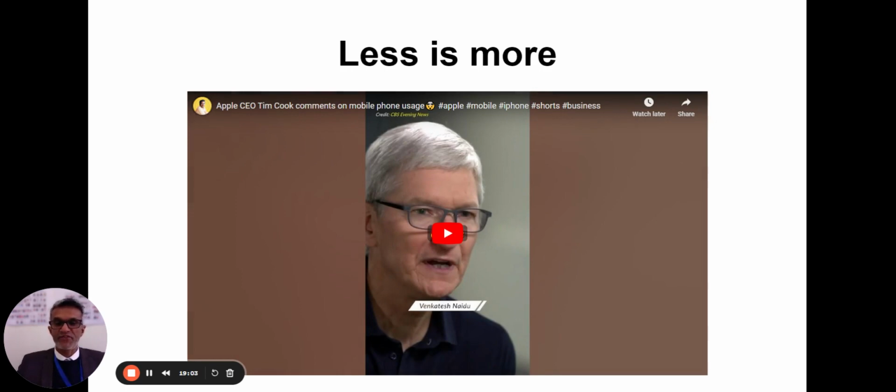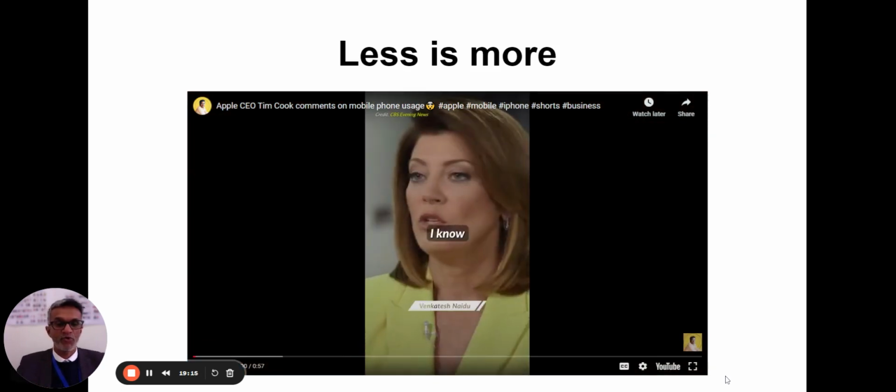I think the other thing we need to concentrate on, so there's boundaries and visibility, is less is more. And let's hear from Tim Cook. I have a lot of respect for him. And let's hear what he has to say about being less.